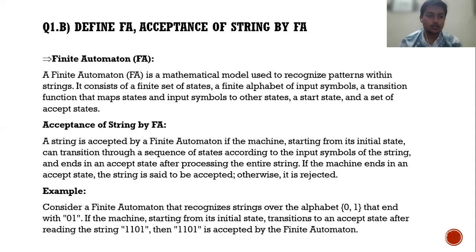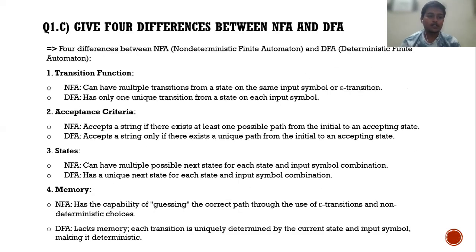Let's move on to the next part of this question, part C. Give core difference between NFA and DFA, which is non-deterministic finite automata and deterministic finite automata. Here we define the difference between four different topics, which are transition function, acceptance criteria, states, and memory.